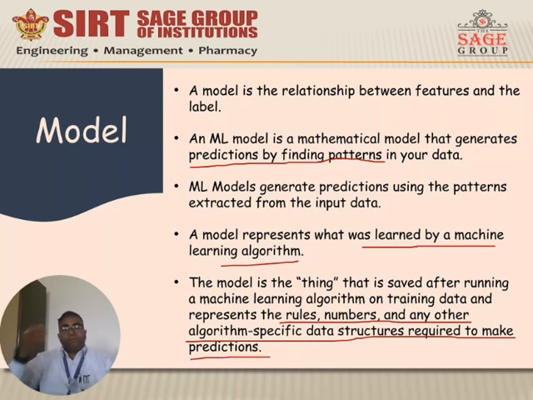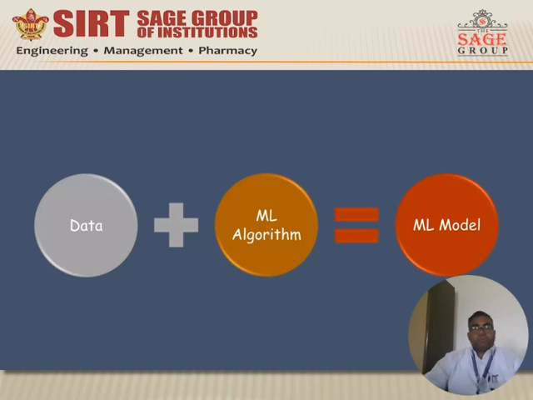So in the previous slide, we also discussed features and labels. Now, when we run a machine learning algorithm on training data, it produces a model which represents rules, numbers, and any other algorithm-specific data structures required to make predictions. This is the basic model, where data and an algorithm give the machine learning model.